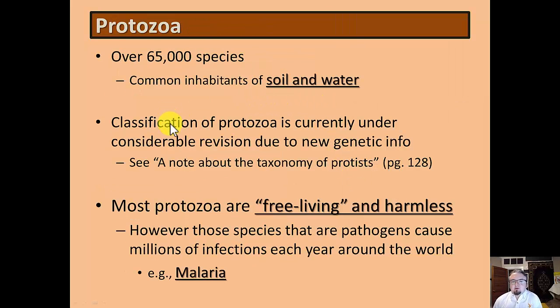Okay, next we'll take a look at some of the protozoa. Protozoa are a very diverse group of organisms. From chapter one, if you remember, I talked about these and discussed them being very difficult to pigeonhole or describe in a very general sense.